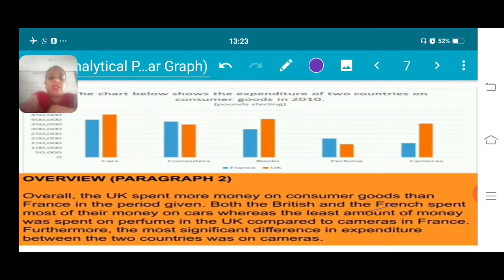spent most of their money on cars, whereas the least amount of money was spent on perfume in the UK compared to cameras in France. Furthermore, the most significant difference in expenditure between the two countries was on cameras.